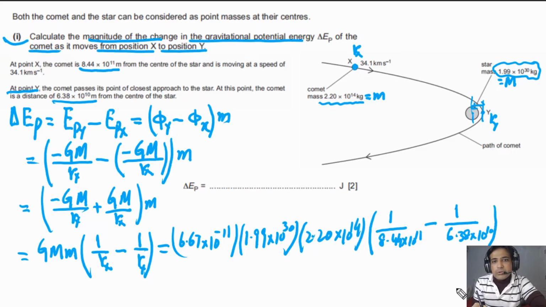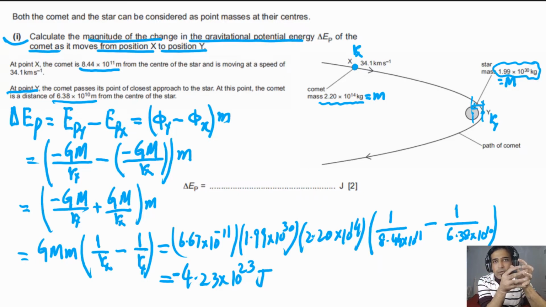Now you just need to use a calculator. Put all the numbers in your calculator, but be careful with the signs, and you will get your final answer. The final answer in this case will be equal to 4.23 times 10 to the 23 joules. But your answer will be negative, and negative simply tells us that the gravitational potential energy of the comet is decreasing when it is moving from point X to point Y. So that's all we need to do for this question.